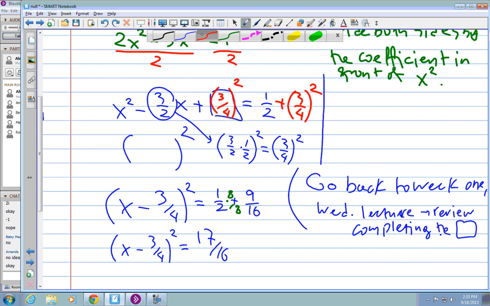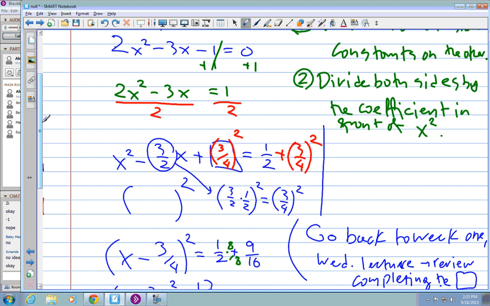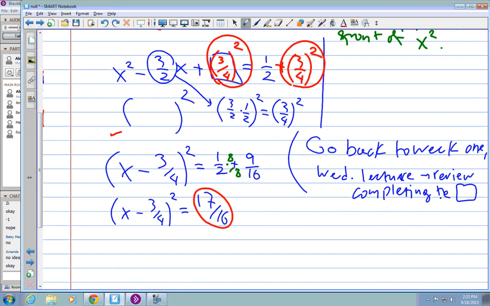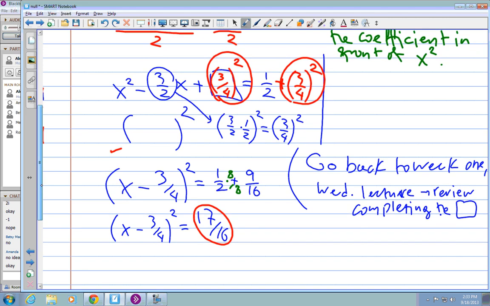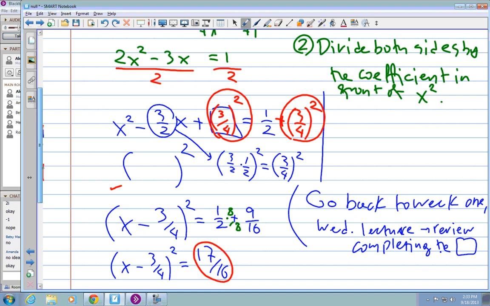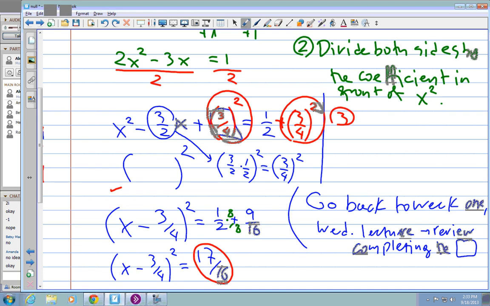In the main problem, the green and red problem at the top, that's where you got that from, right? You just completed the square. I added this magical term to both sides of the equation, because you have to keep the equation balanced. That's why 1/2 turned into 17/16 over here. You have to know how to complete the square. So that was the third step: complete the square.